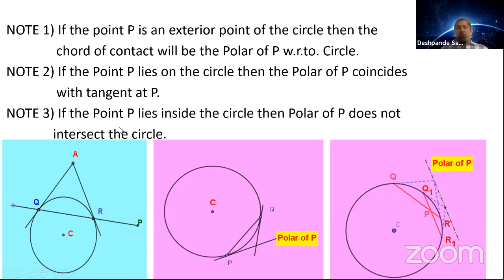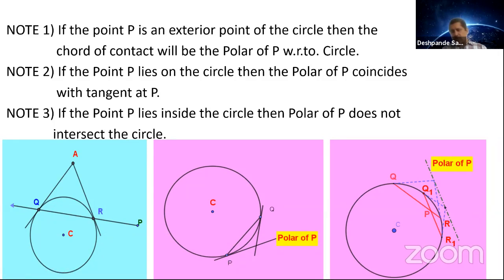Now, if the point P lies inside the circle, earlier when you had taken the point inside the circle, you never had a tangent, you never had a chord of contact. Now observe. Here the point P is inside the circle, or the interior of the circle. Now through this point P, you are drawing a chord. The chord here is QR. Now from Q and R, you draw tangents. They are meeting at this point.